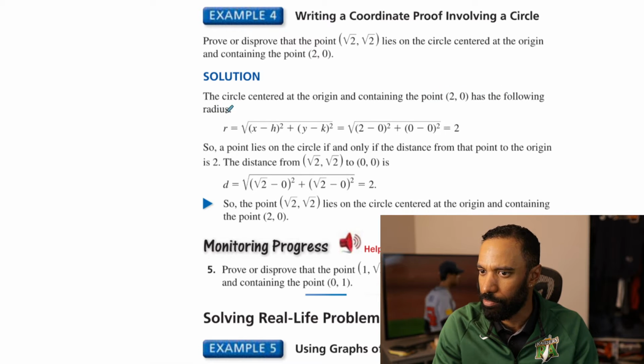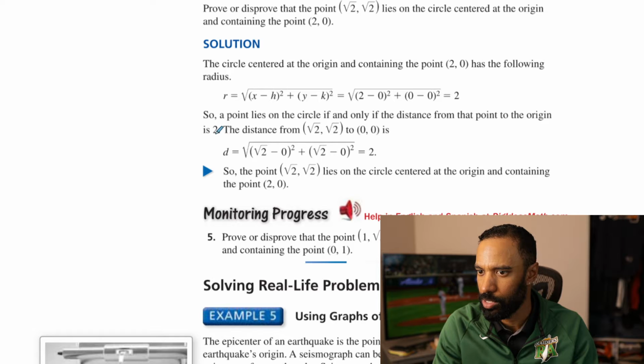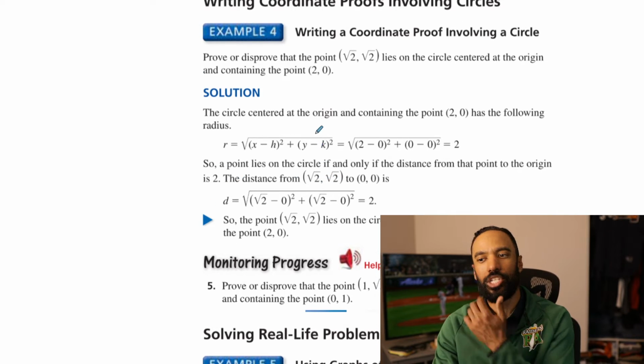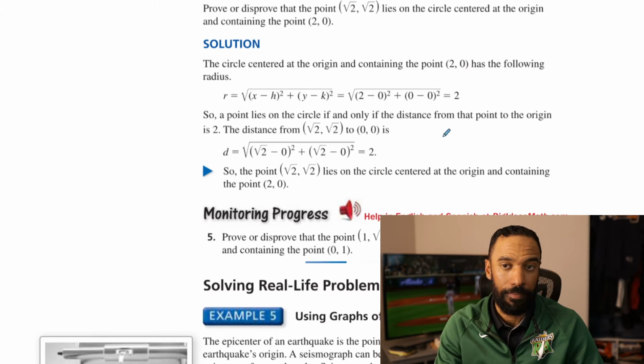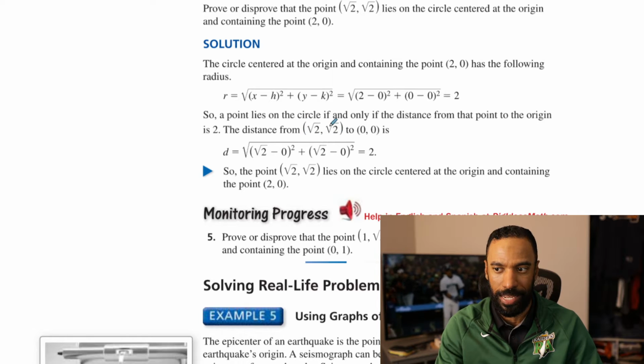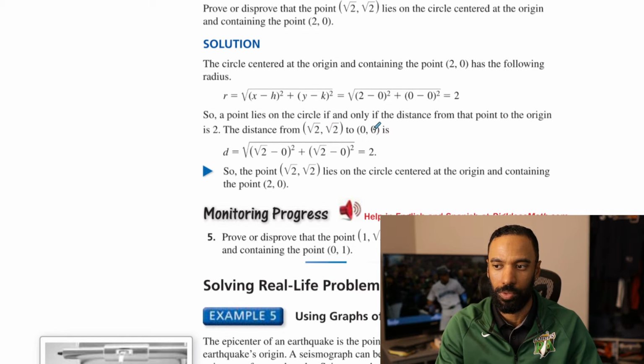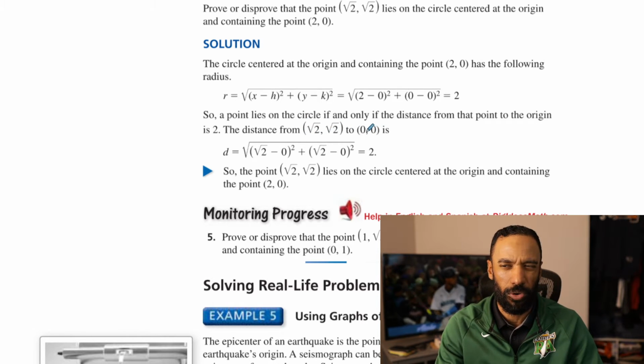Circle center has the following radius. So they come up with a radius of 2. Yes, a point lies on the circle if and only if the distance from the point to the origin is 2. Okay, so they check and see what the radius of this one would be. If it starts at the origin and 2, 0 is 2 away, they're trying to see if this one also has the same radius of 2, from root 2 to 0, 0. So that's their version of coordinate proof.